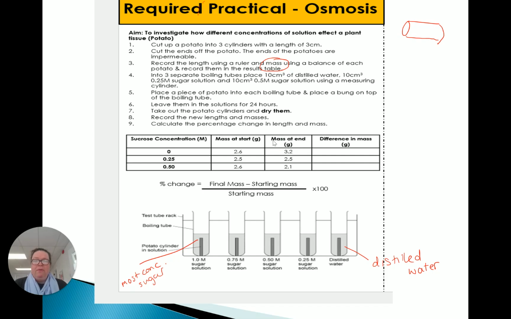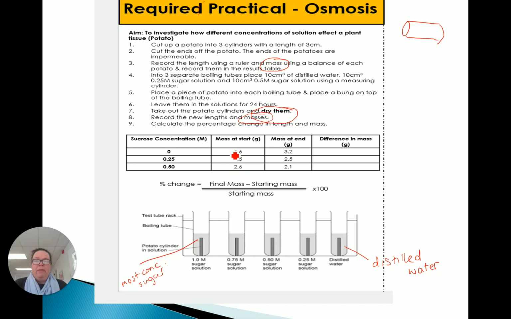Once we put them in, we're going to leave them for a certain amount of time. 24 hours is ideal, but sometimes it's just an hour or something if you're doing this in one lesson. We're going to take them out and then we're going to dry them. We'll look at why we dry them in a minute. We're going to then record the lengths and masses. Now bear in mind it's usually masses that the questions are about. And calculate the percentage change in length and mass.